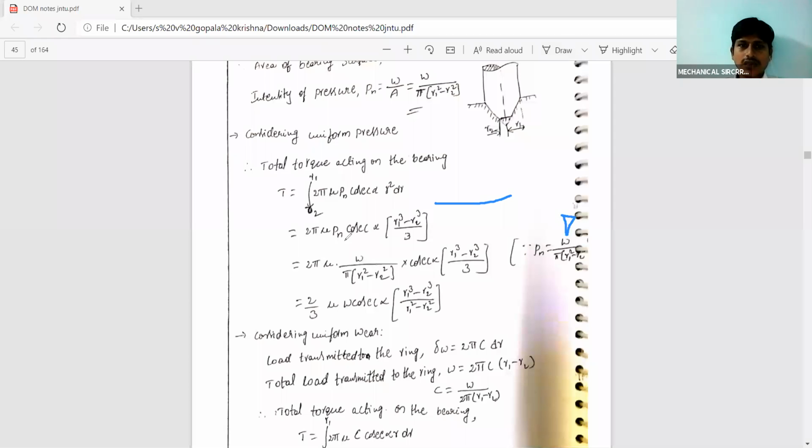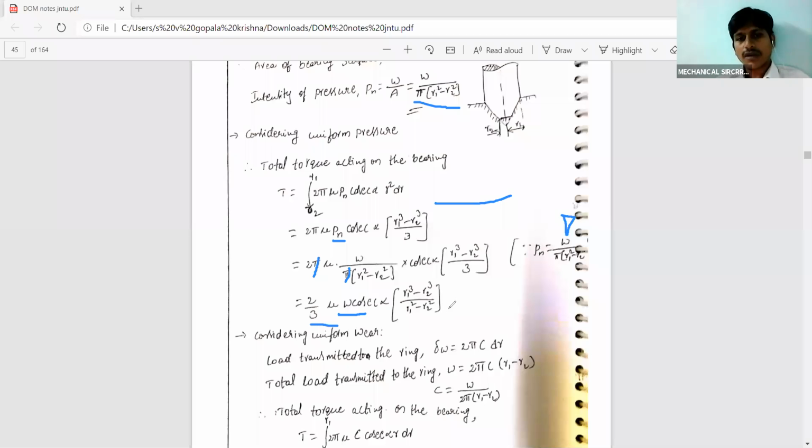The value of pn is replaced with w by pi (r1 square minus r2 square). Here r1 cube minus r2 cube is there. So all of you observe, 2/3 mu w cosecant alpha, the pi cancels here, the terms are cancelling. 2/3 mu w into cosecant alpha (r1 cube minus r2 cube) by (r1 square minus r2 square).